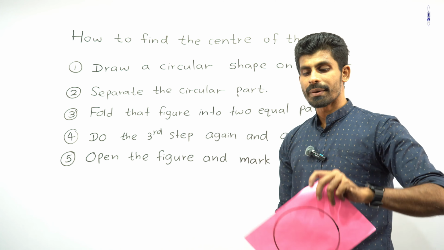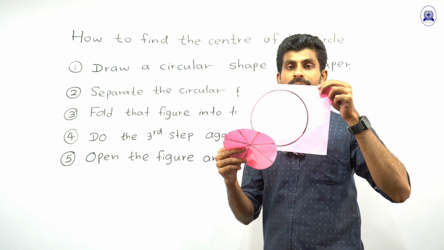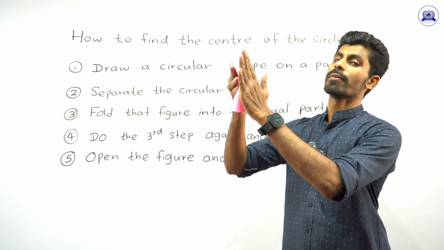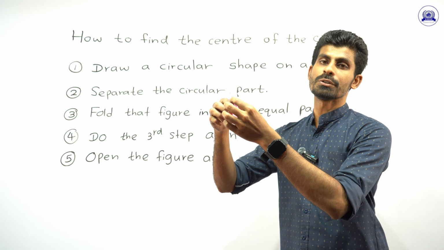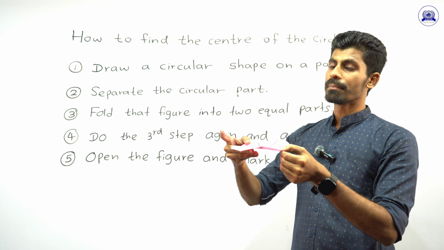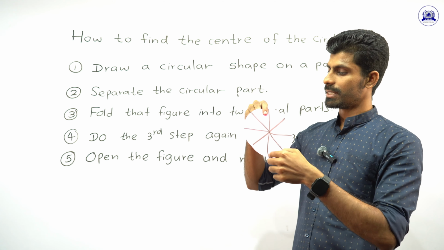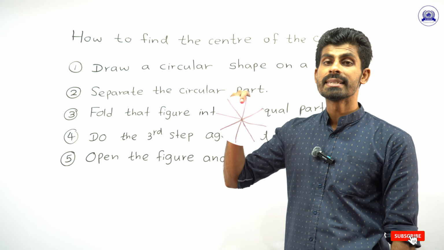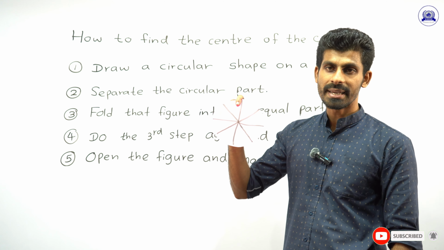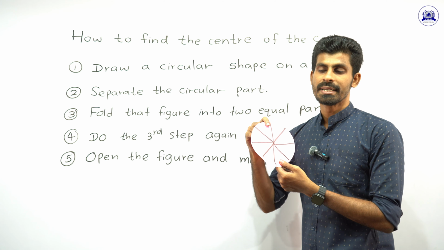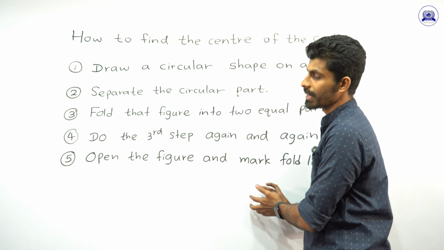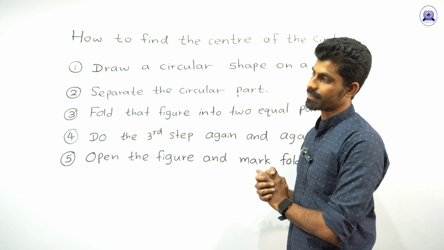So you can do this one. You can get a paper and draw a circular shape, and separate this one, and fold into two, again into two, again into two, and open the figure and mark the fold lines. Then you can find the center point. So this is the center point. Very good. Then you can note it down, my dear student. Just quickly note it down and try to do the activity.